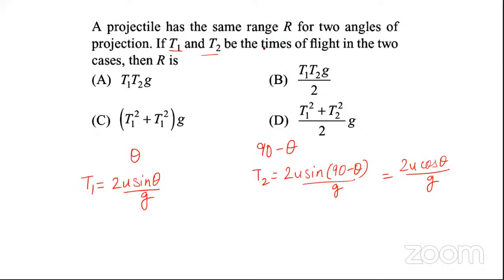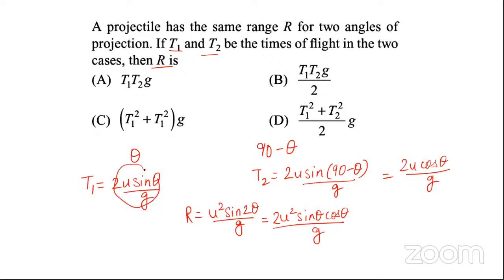Now we have to find R. So R is u square sin 2 theta by g. Open this up a little, so you'll get 2u square sin theta cos theta by g. Now look at this and this. Using both of them, can we somehow reach the answer? Now try.